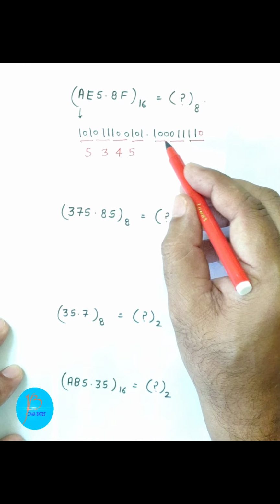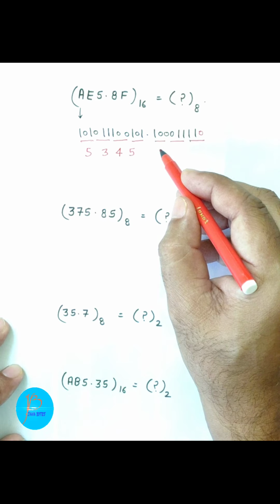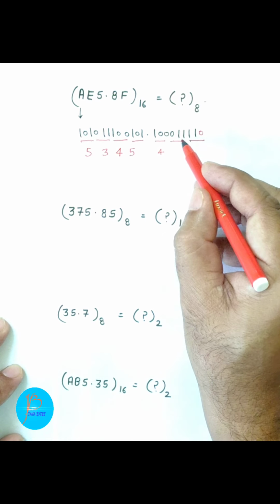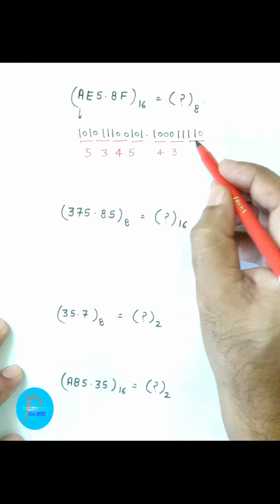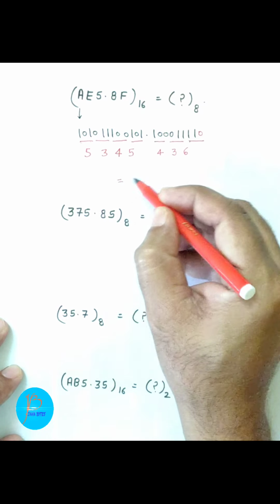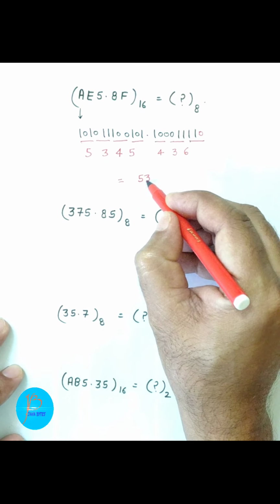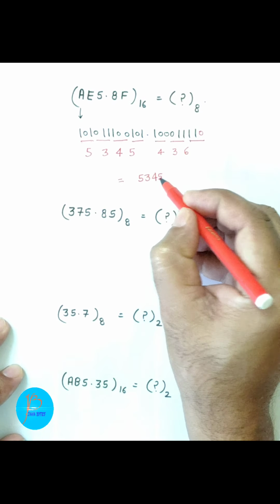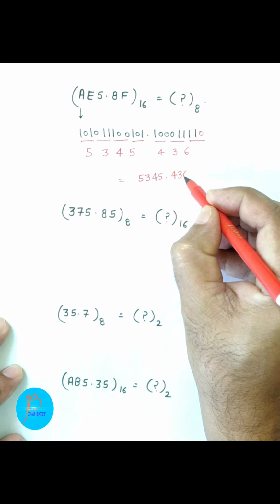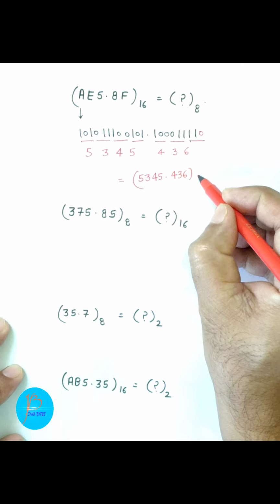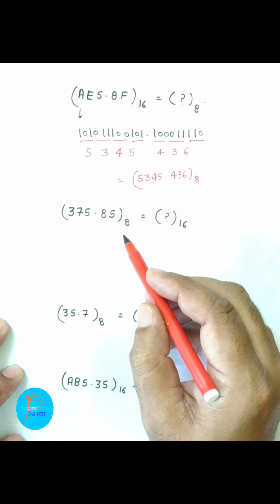After that, look at the second part. 100 is equal to 4, then 011 is equal to 3, and then 110 is equal to 6. So children, your final answer is 5345.436 on the base of 8. So children, see that it is a very easy process.